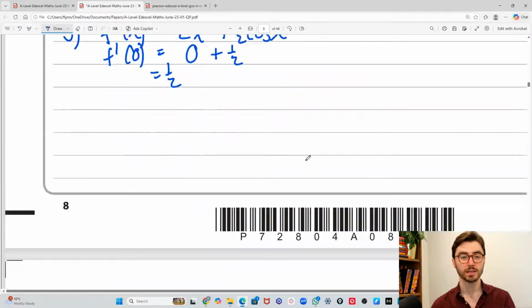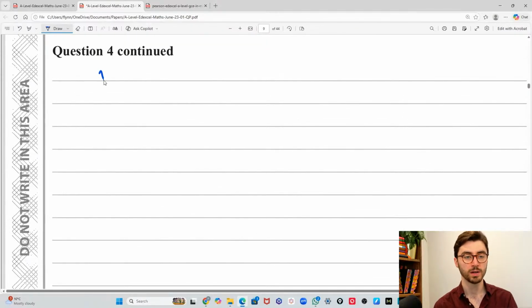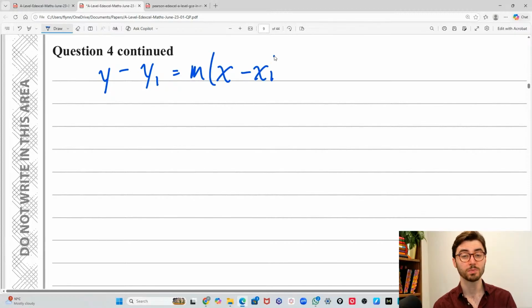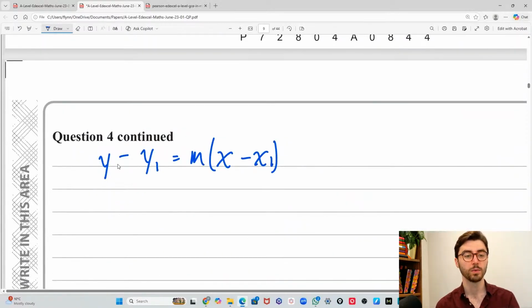Which means that I can say that classic favorite, y minus y1. Can you guys also, can you just do me a favor? Can you stop using y equals mx plus c? It's such a pet peeve of mine as a teacher, but that was the GCSE version and the A-level version is just so much cooler, so please use it. Because we have y minus 3 equals the gradient of a half into x minus 0.